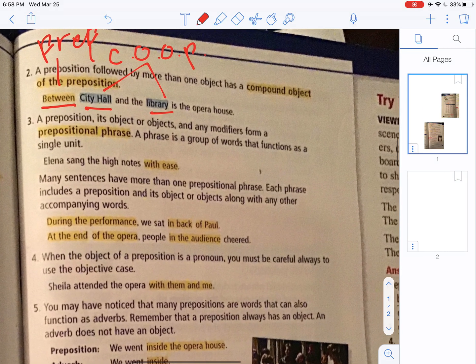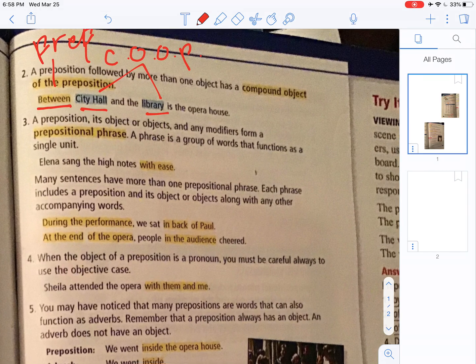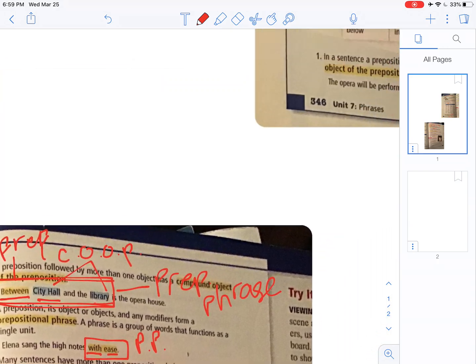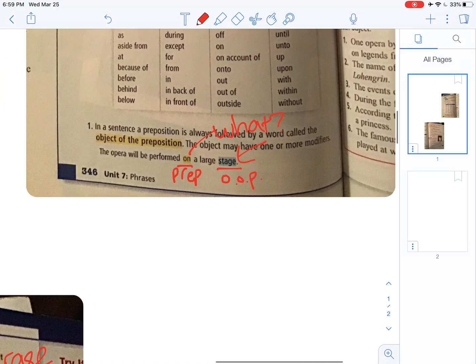So this is what this means. Elena sang the high notes with ease. With is your preposition. Ease is your object. So this whole thing would be your prepositional phrase. Over here, go back to number 2, between City Hall and the library is your prepositional phrase. And if we go to this one here, the prepositional phrase here would be on a large stage.